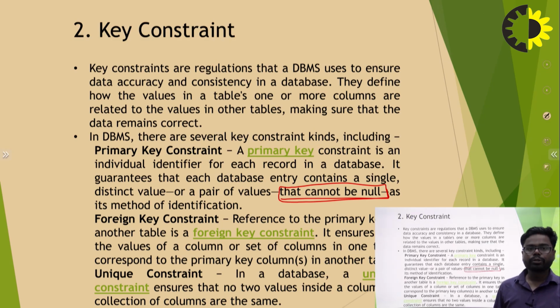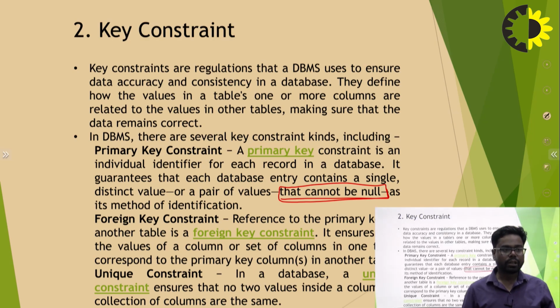I have told you the roll number of a student can be from one table and the roll number is from the second table. That can be the primary key column, and that can be the foreign key constraint. Unique constraint: in a database, a unique constraint ensures that no two values inside a column or collection of columns are the same. In a unique constraint, no two columns or no two tuples can be the same.